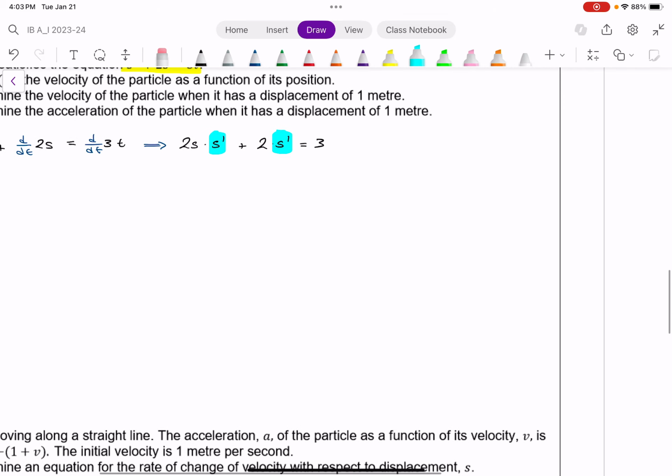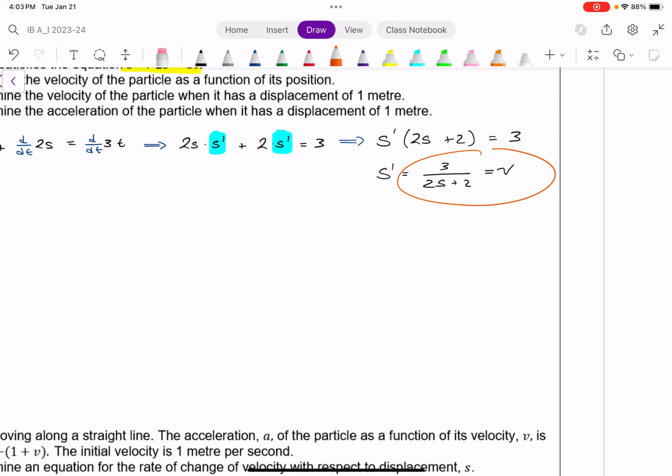So let's take this. I'll keep going sideways to give myself some space. Let's factor out s prime. You get 2s plus 2 as a factor equals 3. Divide both sides by 2s plus 2. You get s prime equals 3 over 2s plus 2. Keep in mind that is velocity. So that's my answer. Notice right here we have the velocity, right? Remember, s prime, the derivative of displacement with respect to time, is velocity.